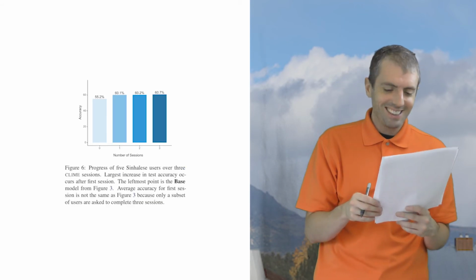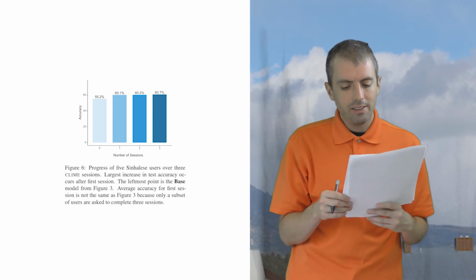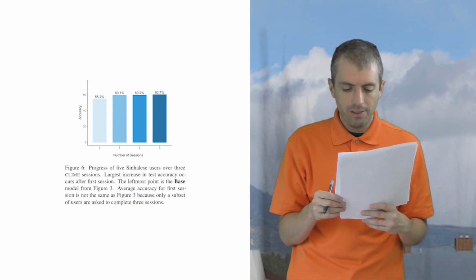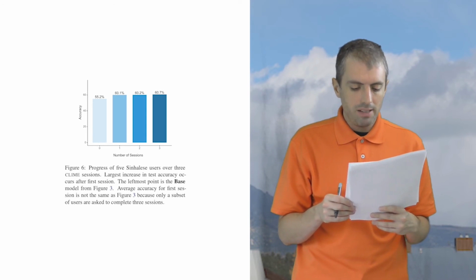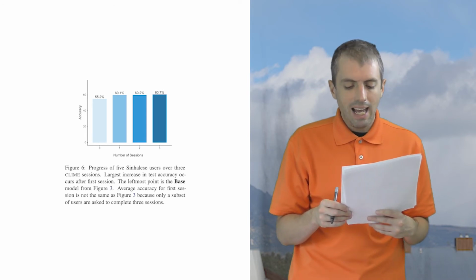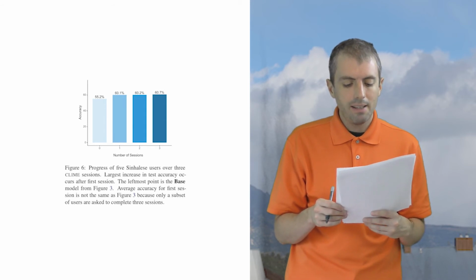Let's take a look at figure 6. Progress of 5 Sinhalese users over 3 Climb sessions. The largest increase in test accuracy occurs after the first session. The leftmost point is the base model from figure 3. Average accuracy for the first session is not the same as figure 3 because only a subset of users are asked to complete 3 sessions.